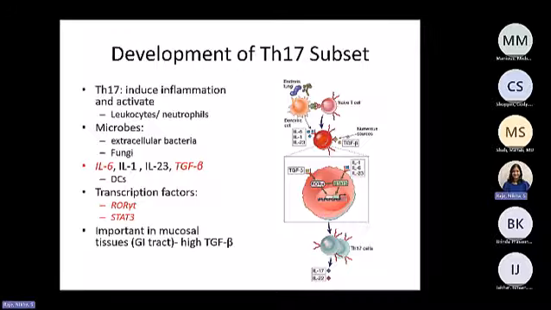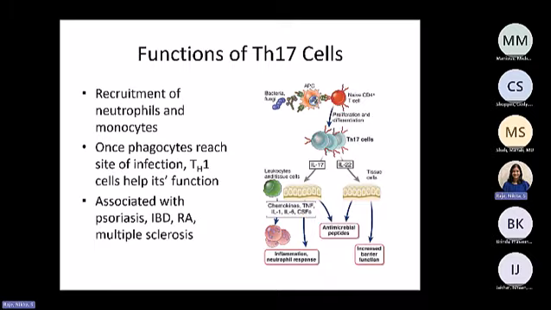However, when IL-6 and TGF-beta come together at that time, there might be more Th17 subset that might be created. So let's look at the function of these cytokines and these cells. The Th17 cells will recruit neutrophils and monocytes, and once they reach the site of infection, there are Th17 cells that will recruit these cells, but the phagocytosis also helps. So sometimes the Th1 subset also starts helping in killing some of these microbes.